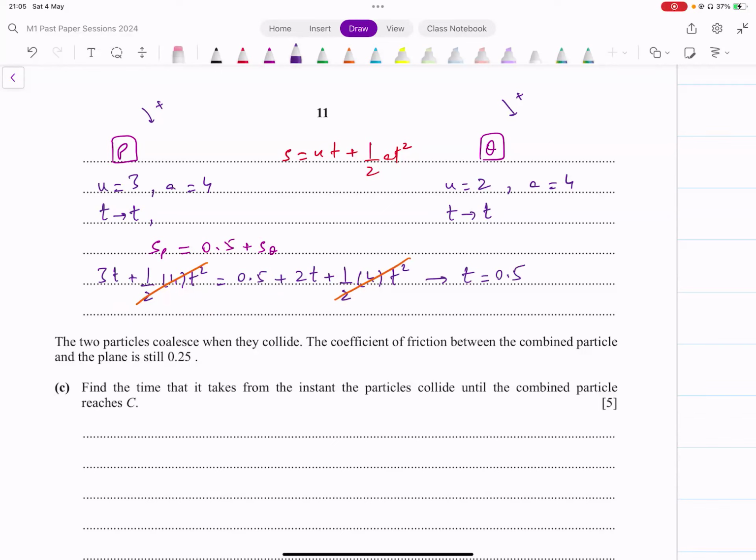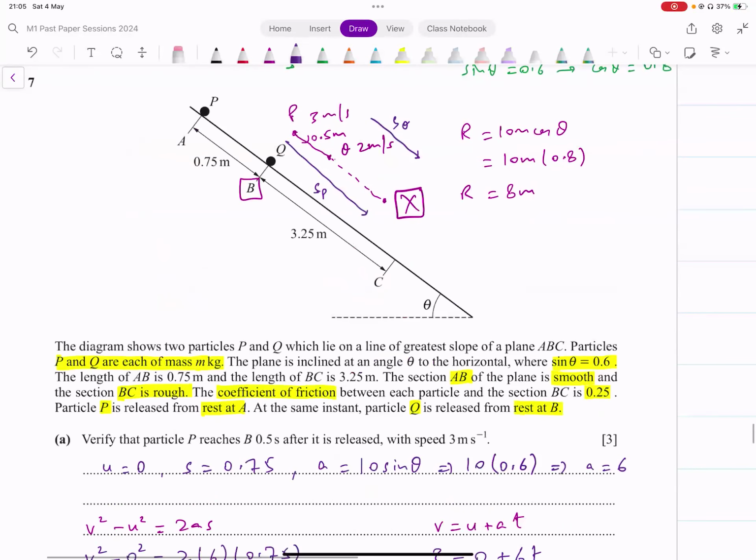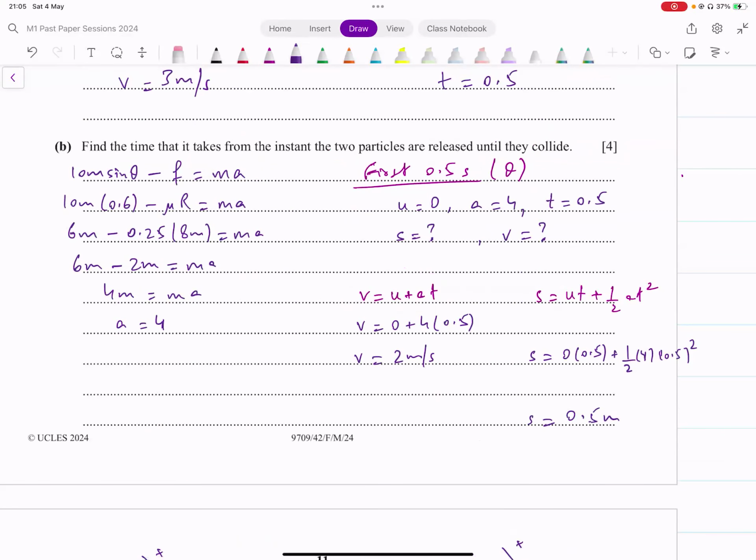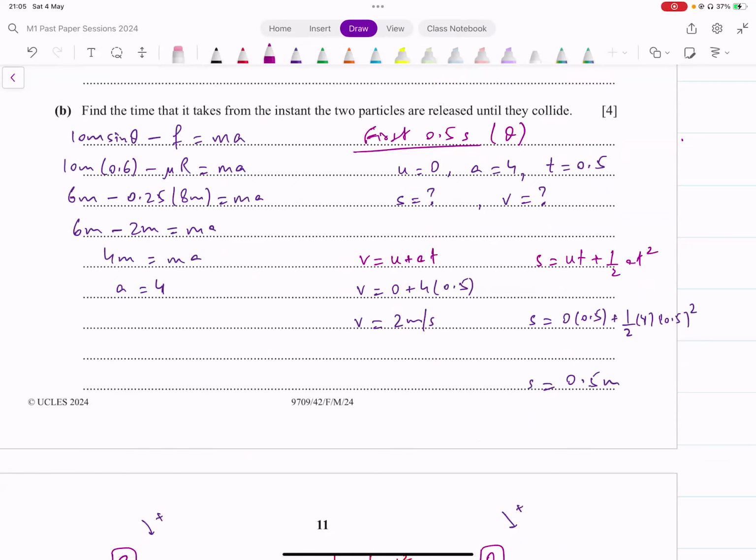So they collide with each other after 0.5 seconds from this point onward. 0.5 seconds had already passed earlier as well. They asked us for the time that it takes from the instant that the two particles are released until they collide. So what's the total time taken? 0.5 seconds had already passed earlier.